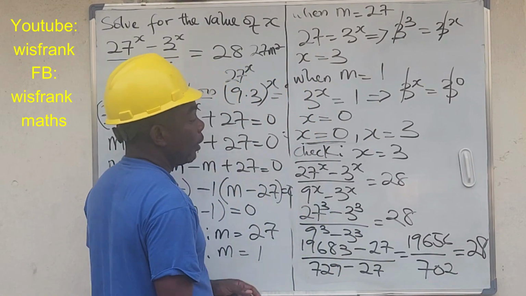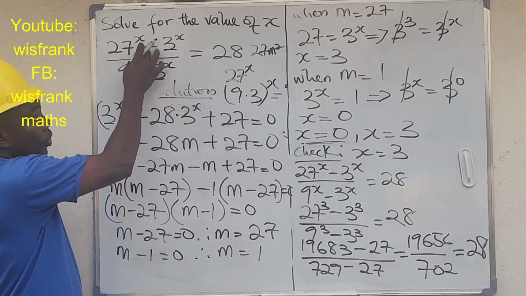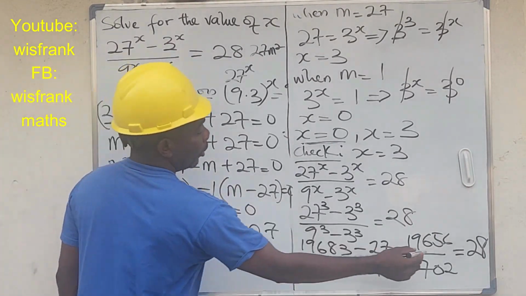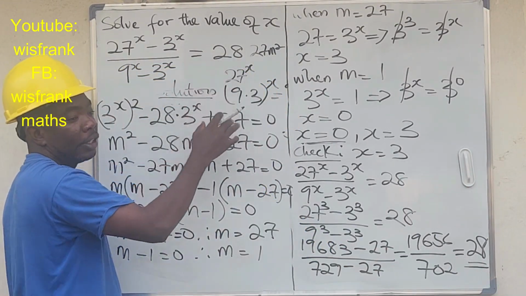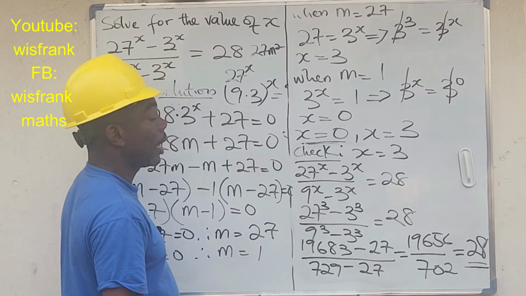It therefore means that the value of x equals 3 satisfies this expression. When we substitute into this expression, this left hand side gives us 28 and the right hand side is 28. And we conclude that the value of x that satisfies that equation is x equals 3.